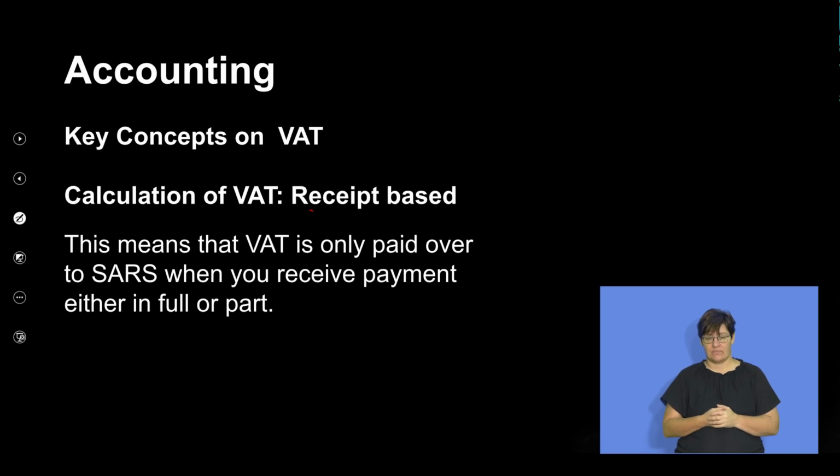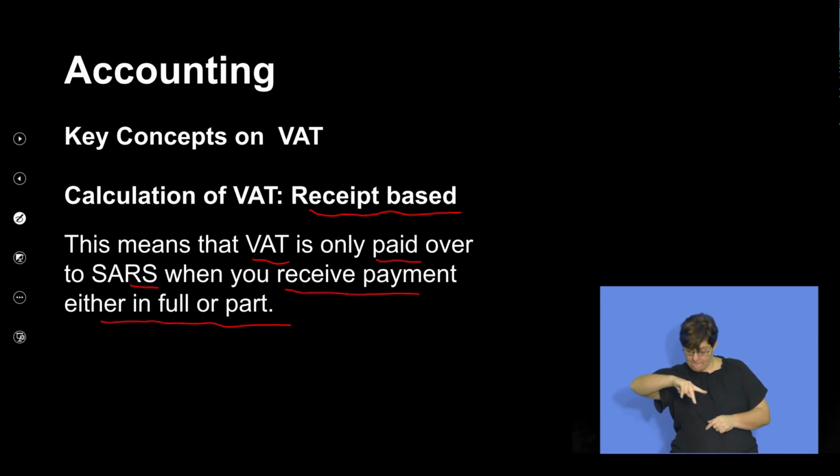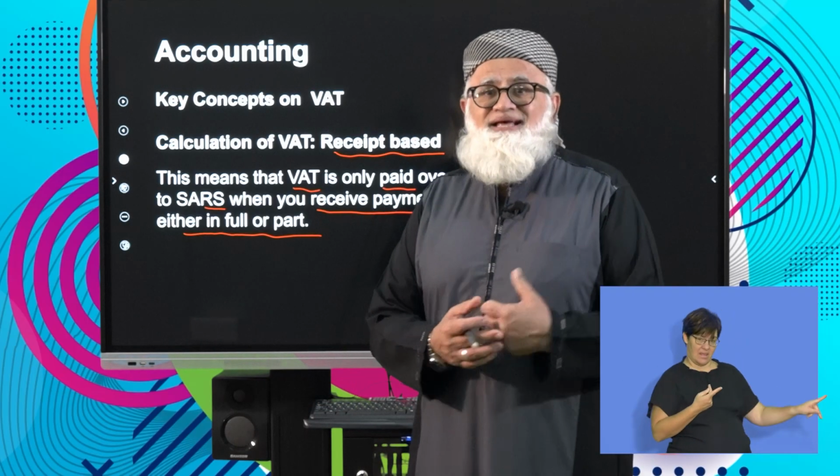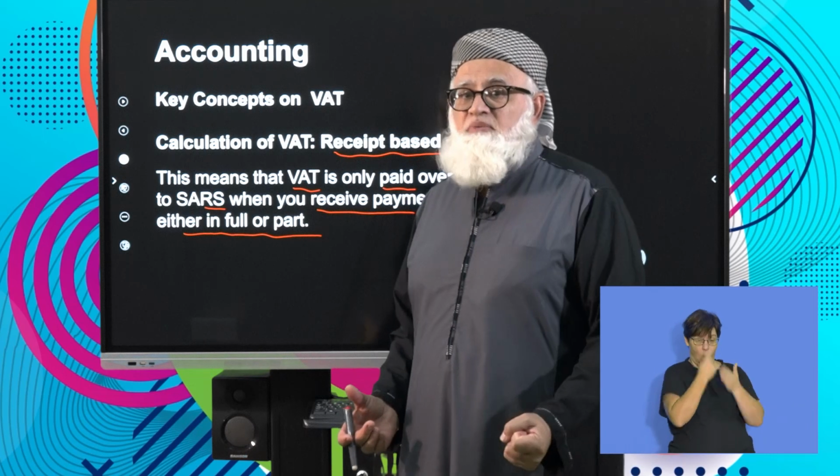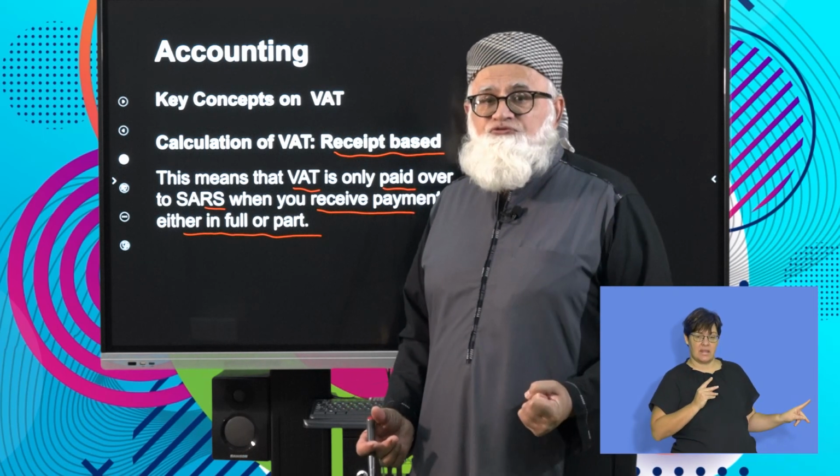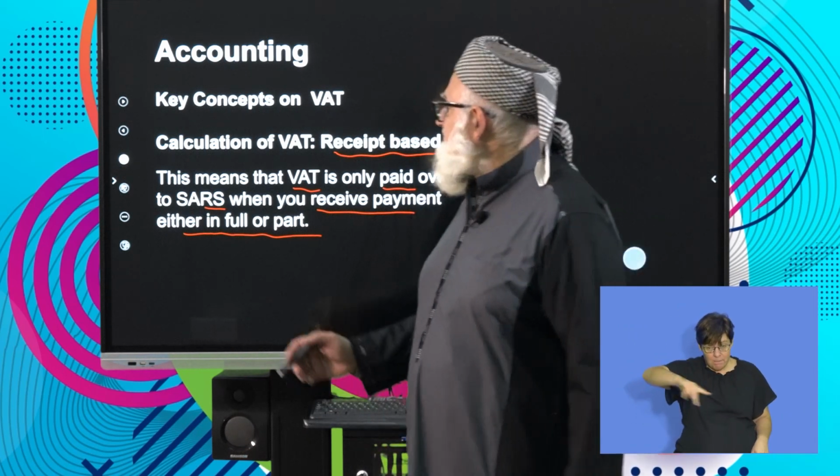If you look at your receipt-based transaction, it means that the VAT is only paid over to SARS when you receive payment either in full or in part. So very obvious, a receipt basis means you only pay over the amount to SARS when you receive full or part payment of the funds.